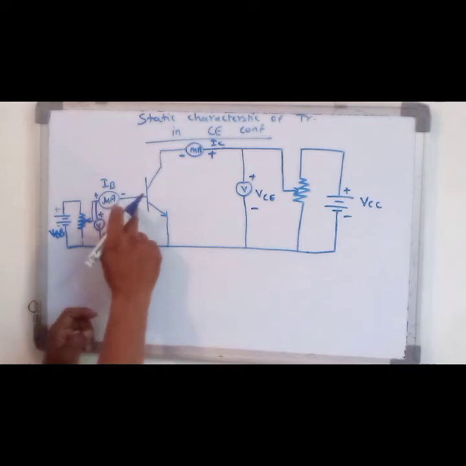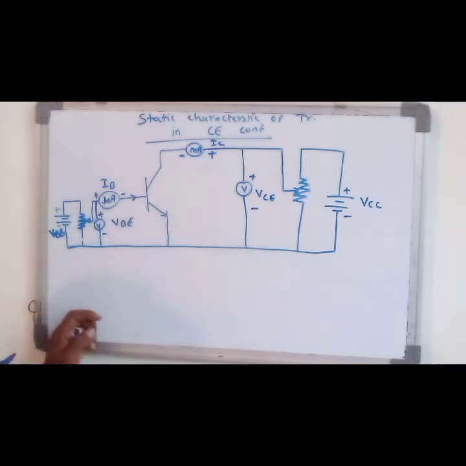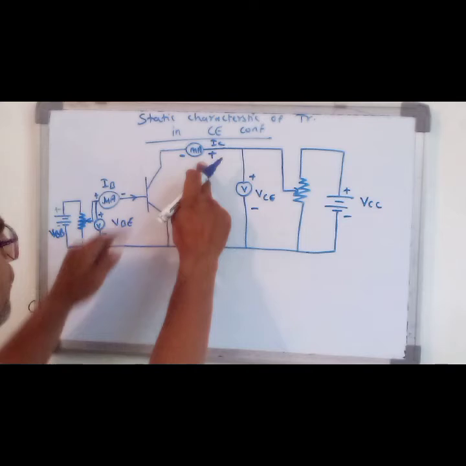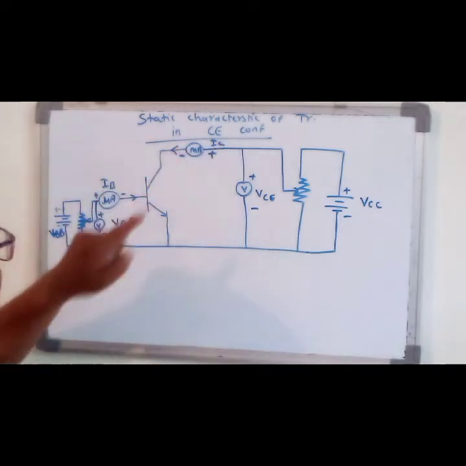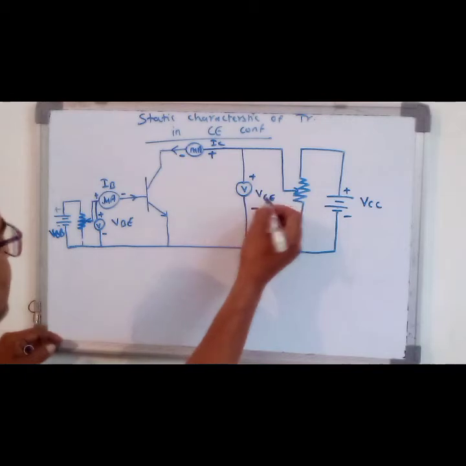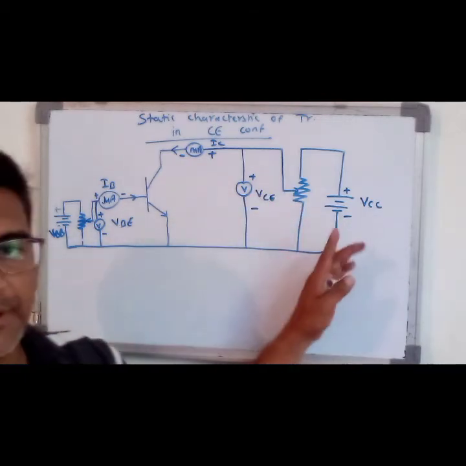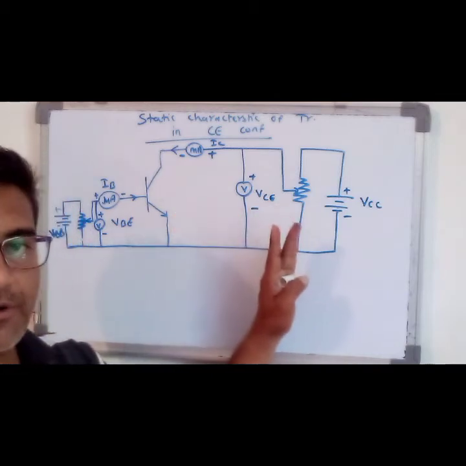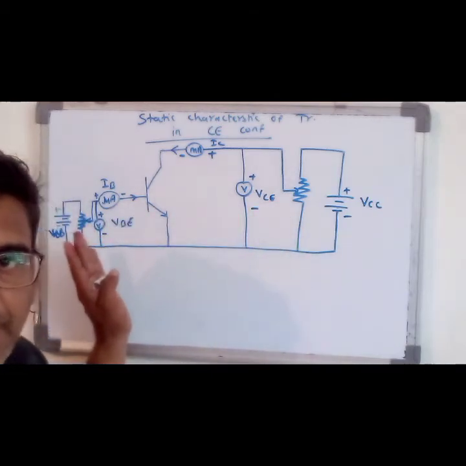The current flowing here is indicated with IB, so we mark an arrow like this, and for the current flowing here we mark the arrow like this, which is IC. So we have IC, IB, VCE and VBE, and we are varying the voltages. When one quantity is kept constant, we get the characteristics in the other.